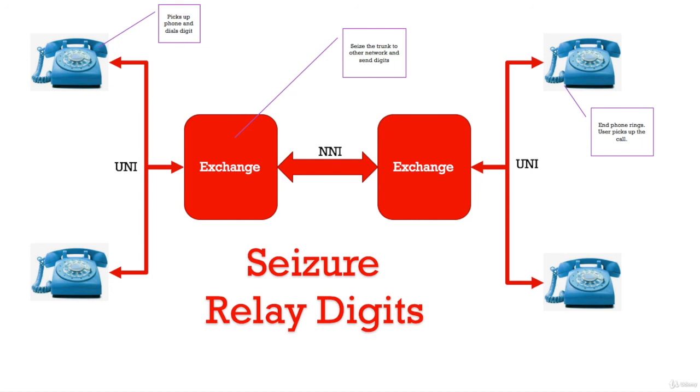Using this basic call setup, you can see that the main role of the network to network interface is seizing the trunk of the other exchange. That's the number one task. And second, to relay the digits, the identification for the end party. These two functionalities are required by the network to network interface. So the evolution of the SS7 protocol began with these two things in mind.